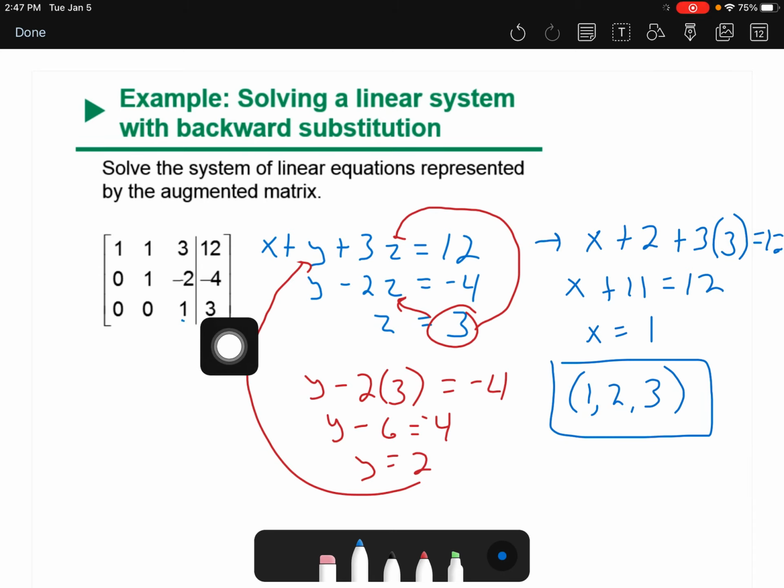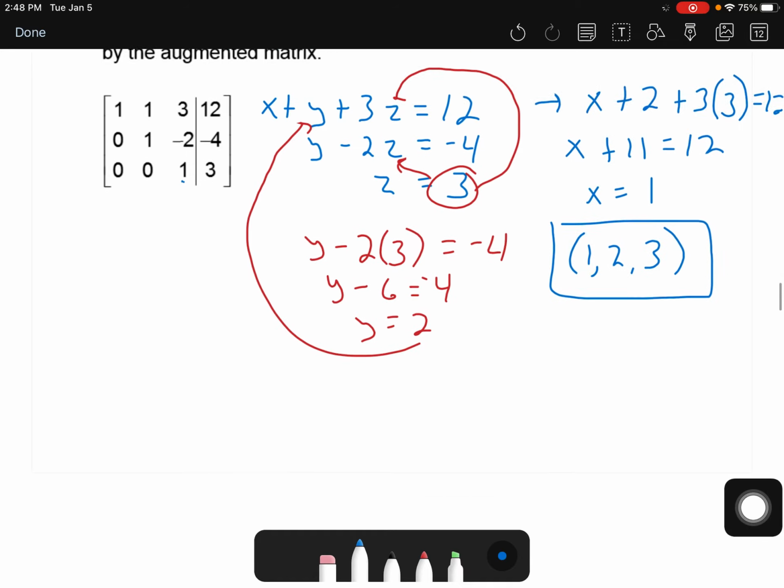Okay. So once you have it in row echelon form, like they do, you know what z is equal to. It's always going to be this bottom number here. Then you just back substitute, get your y value, and then substitute again up into the top equation to get your x value. Okay.